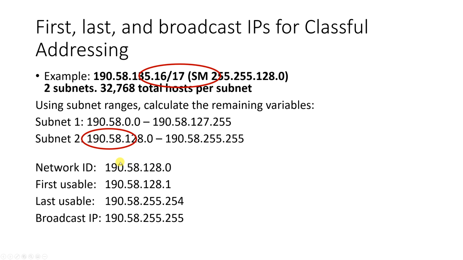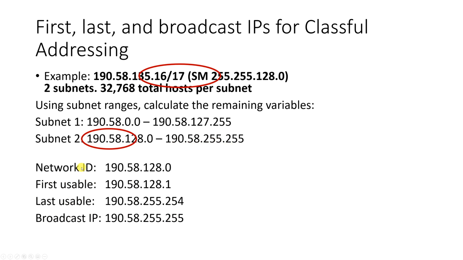So there they are. Once you find out what subnet that IP address is sitting in, the rest is easy. You automatically know this stuff. Just go off the definitions of these terms. The network ID is what? It's the first IP in the subnet. So it's 190.58.128.0. What's the broadcast IP? The broadcast IP is the last IP in the subnet. So it's 190.58.255.255.